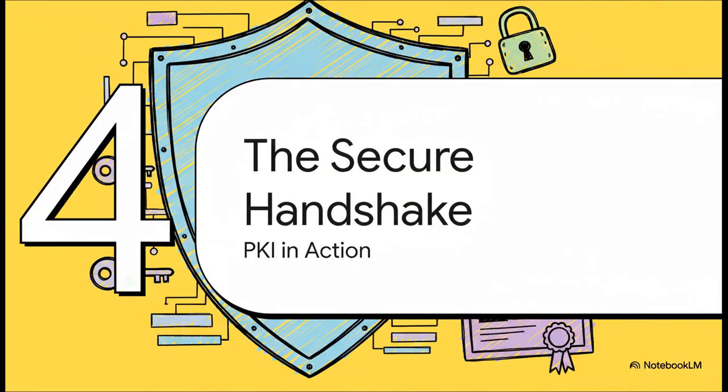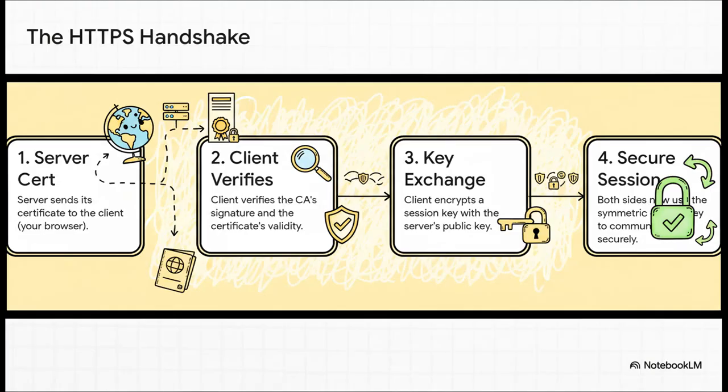Okay, so we have the theory down. CAs act like digital passport offices, and that solves the identity problem. Now, let's see how this all comes together in the real world, during those critical milliseconds right before a secure website loads on your screen. It all happens in a flash, in a process called the HTTPS handshake.